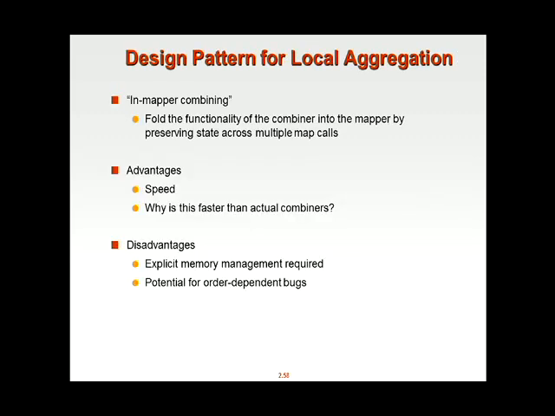In this design pattern, what we do is we fold the functionality of the combiner into the mapper by preserving the state across multiple map calls, across all the different documents. And the advantage is that it's much faster than using a combiner, because if you use a combiner, remember that your mapper is not changed, right? So your mapper still needs to generate a lot of key value pairs first. And these key value pairs, although they are buffered in memory, still cost some space and still have some processing cost.